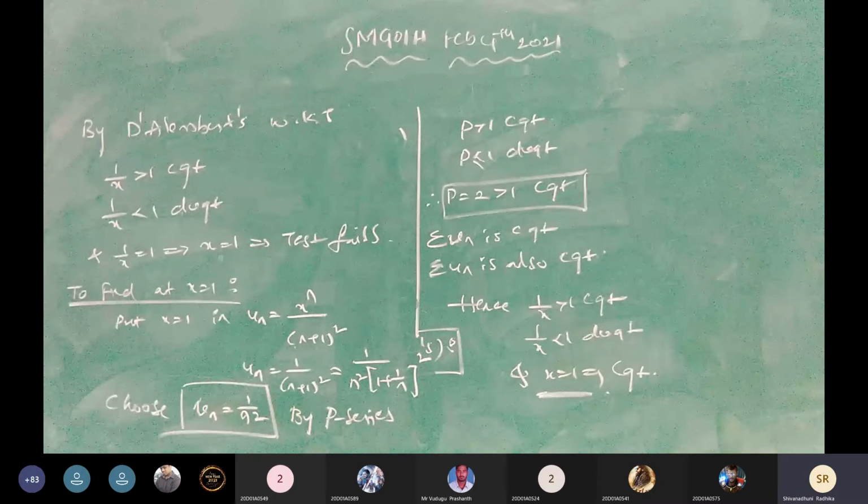When are we going to apply the ratio test? When the power is unknown, and the x term is there or factorial terms are there, then we go for the D'Alembert ratio test. It is clear? Yes, ma'am.